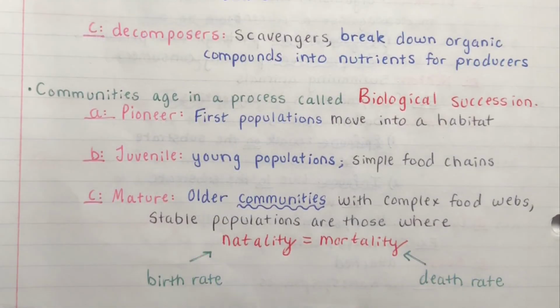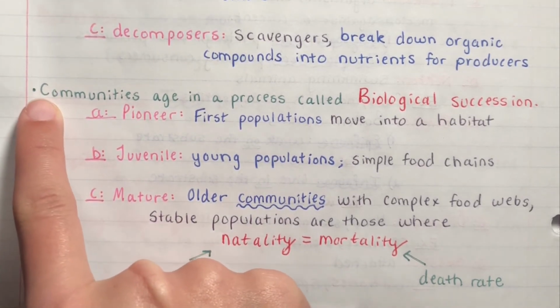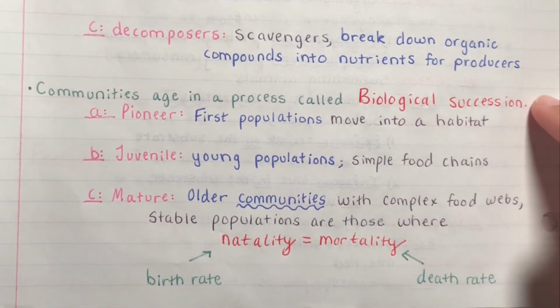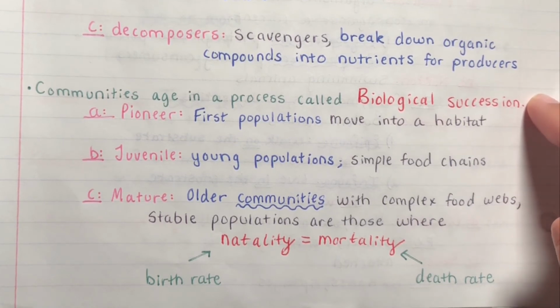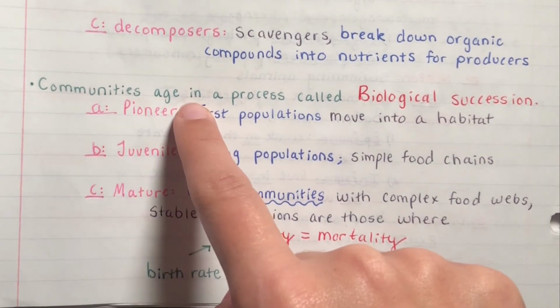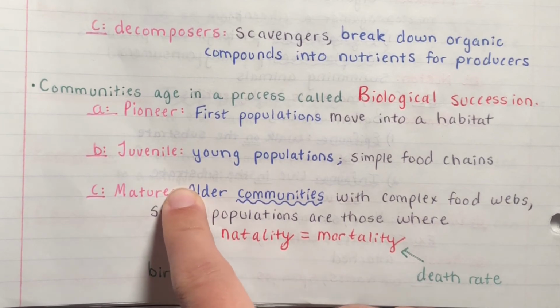An important thing to note about communities is that communities age in a process called biological succession. So they can change over time. Our three main phases of this biological succession are a pioneer, a juvenile, and a mature community.